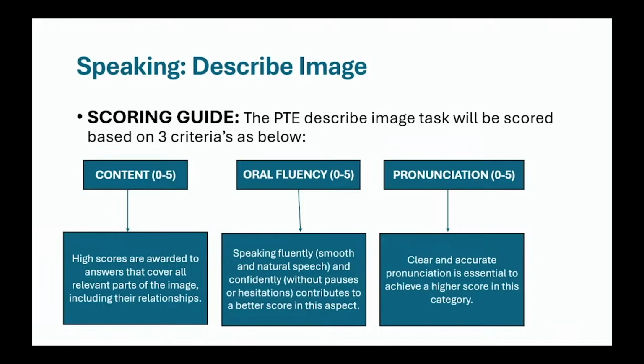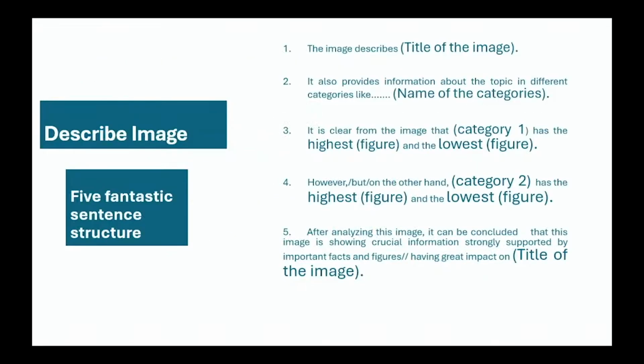In terms of oral fluency, speaking fluently without any hesitations or pauses in between will contribute to achieving a better score in this aspect. And the next one is your pronunciation. Pronunciation is about clear, concise, accurate pronunciation. That is very important to achieve a high score, because these 3 things are really important throughout your speaking section.